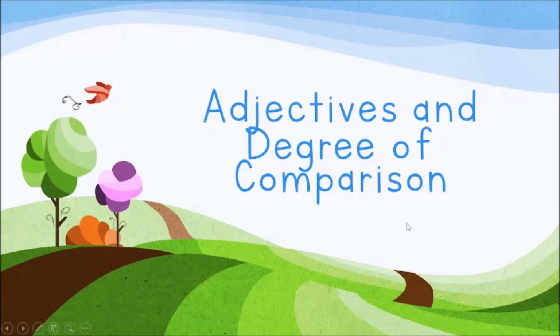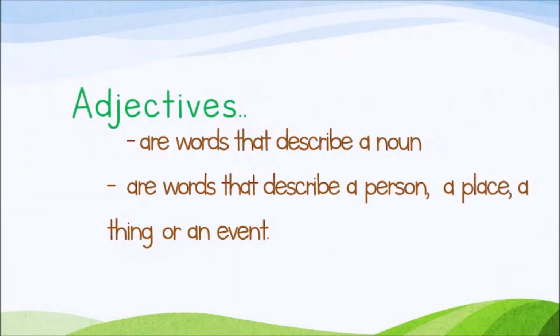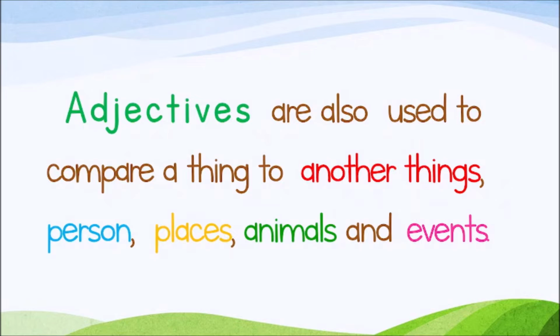Good afternoon, pupils. For today's lesson, we are going to discuss adjectives and their degrees of comparison. Adjectives are words that describe a noun. Adjectives are words that describe a person, a place, a thing, or an event. Adjectives are also used to compare a thing to other things, persons, places, animals, and events.